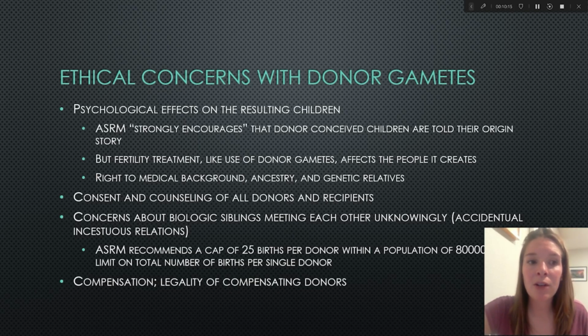Another possible ethical concern is the consent and counseling of all donors and all recipients, and making sure that donors and recipients understand possible implications. There are often concerns about biologic siblings meeting each other unknowingly or accidental incestuous relations. And for that reason, ASRM recommends a cap of 25 births per donor within a population of 800,000. And then also there are concerns with compensation, the legality of compensating a donor.